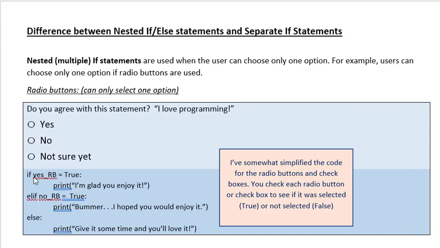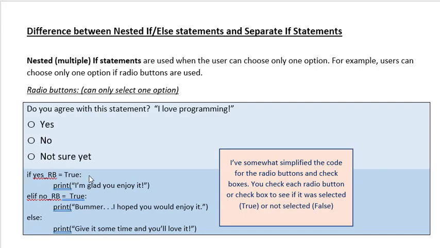And the code I have here is loose code, we'll call it that. It's somewhat simplified for the radio buttons. But let's just say, for the logic, if the yes radio button is true, if it's selected, then we're going to print, I'm glad you enjoyed programming. And if that is true, it will cut out of the if block and execute whatever the next lines are.